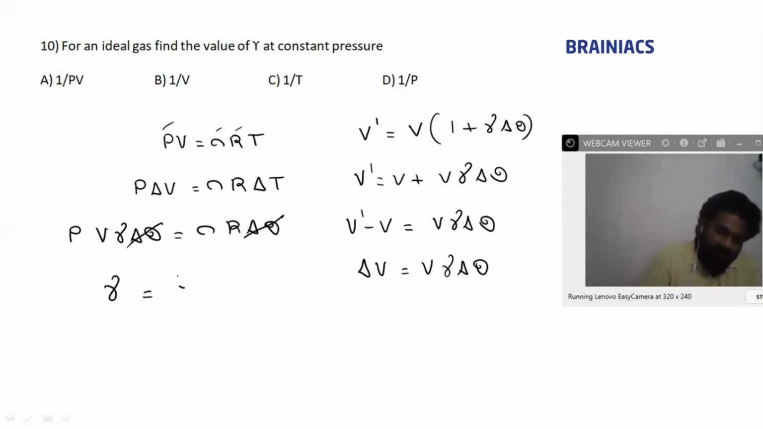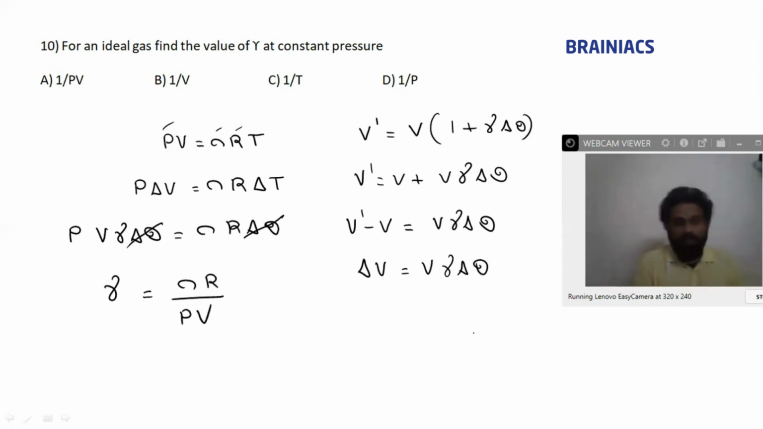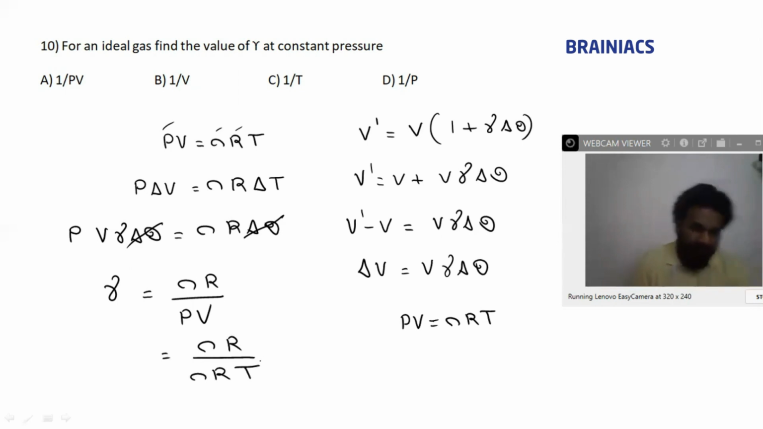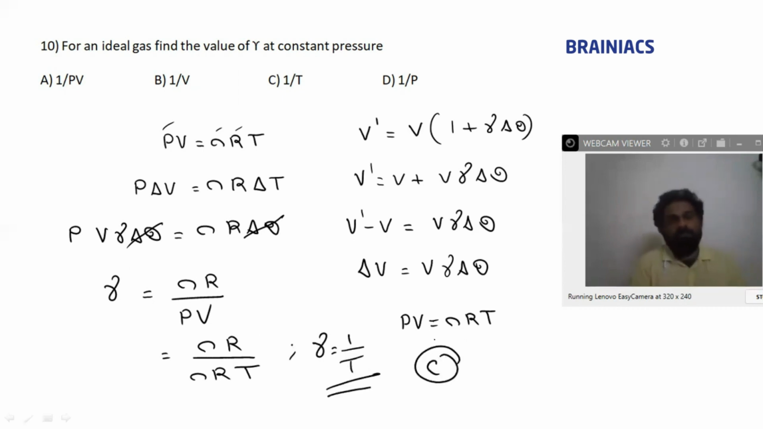So gamma is equal to nR by PV. And we know PV is equal to nRT. So substituting nR by nRT and cancelling, I will get gamma is equal to 1 by T. So option C is the correct answer for this question. Clear? Shall we move to the next problem?